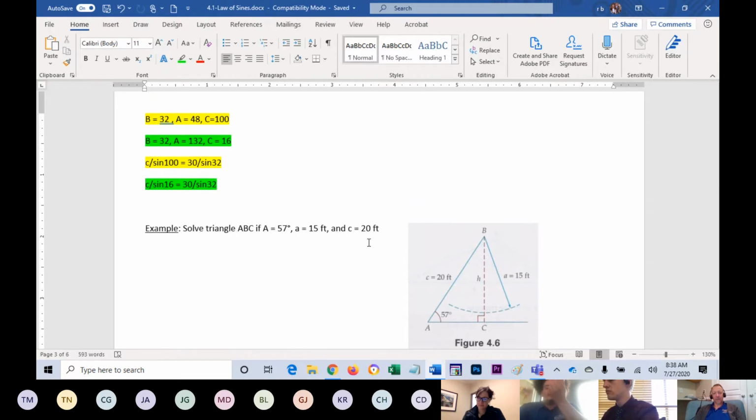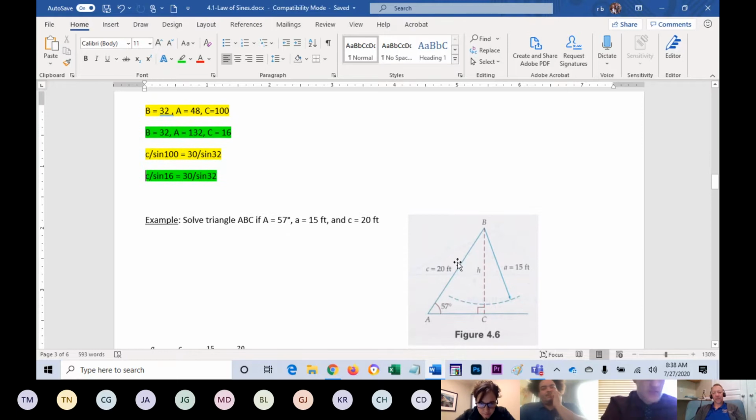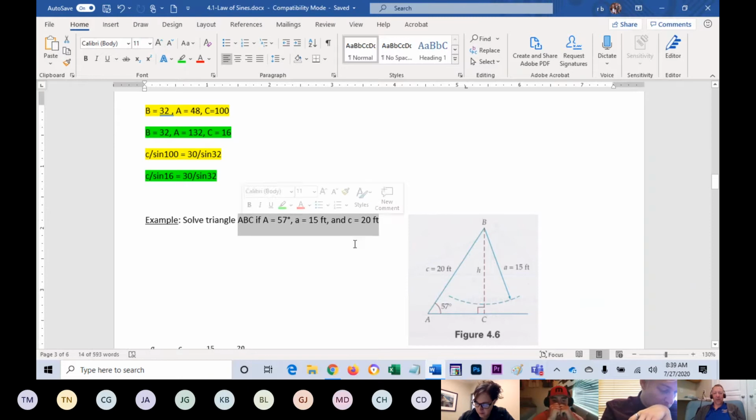Now, as you can see here, sometimes this might be hard to do if you don't have this nice picture. You can see this is an impossible triangle to solve, which you may not know, especially if they're giving you this without the benefit of a picture.